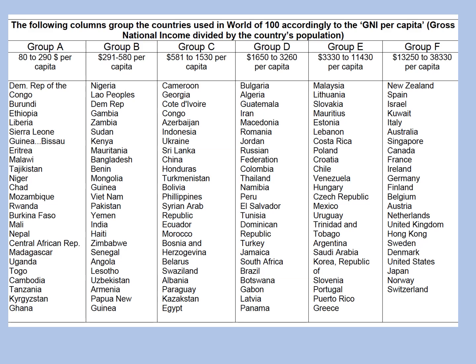The expected levels of years of schooling in group A is about 5, group B 8, group C 10, group D 13, group E 13, and group F 15. And so we can see that throughout the world, there's not an equality of distribution. So there are some people who are very hungry.